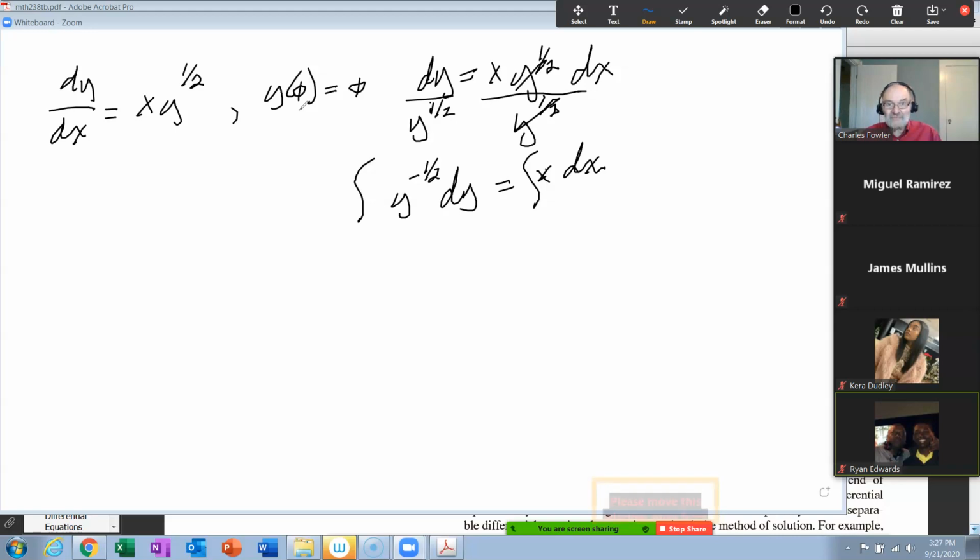Integrate y to the minus 1/2, and still this isn't working. Okay. I cannot get no matter. Oh, I was using the wrong side of the pen.